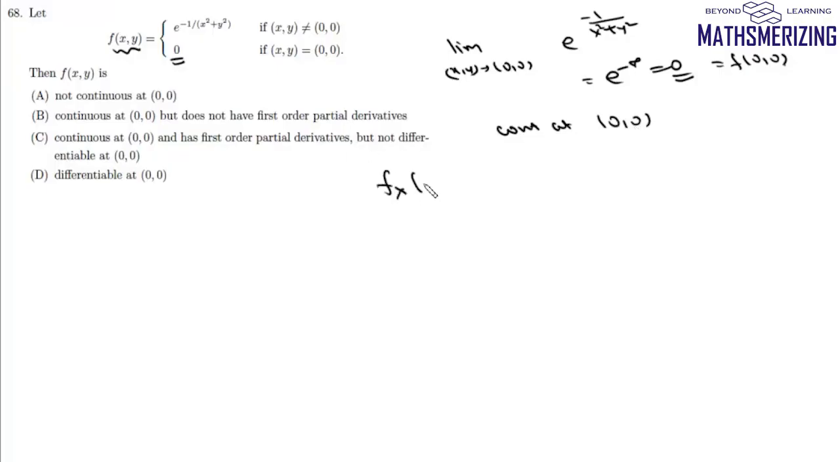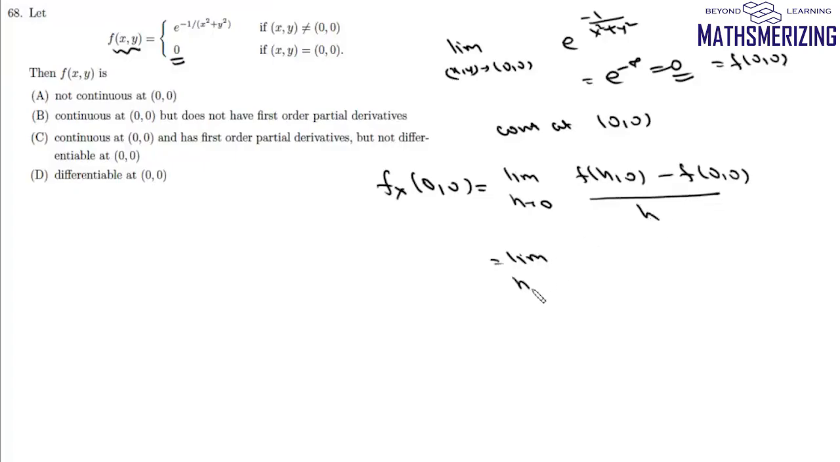Now we look at its first order partial derivatives. We can write fx(0,0) as the limit as h tends to 0 of [f(h,0) minus f(0,0)] upon h. Now what is f(h,0)? It will be e to the power minus 1 upon h square, minus 0, upon h. Now this limiting value is also 0. And in the same way we can show that fy(0,0) is also 0.